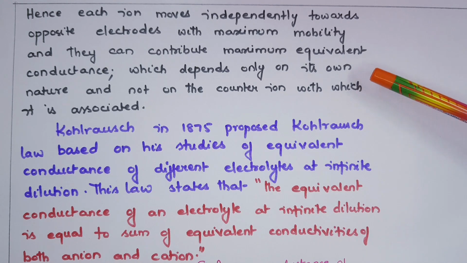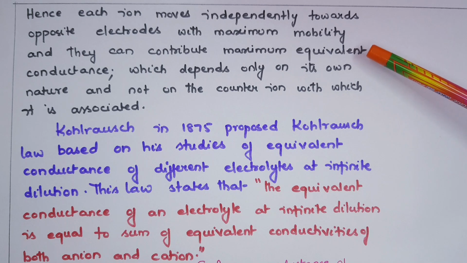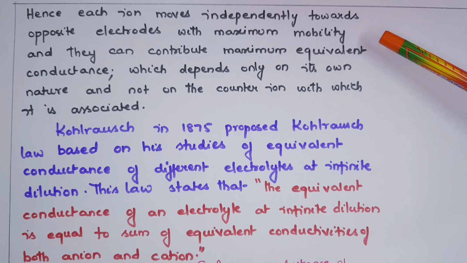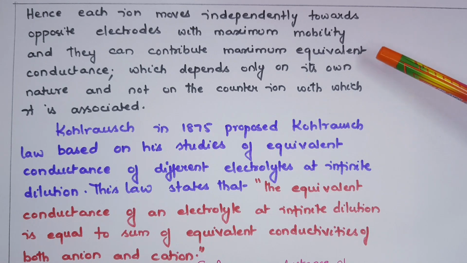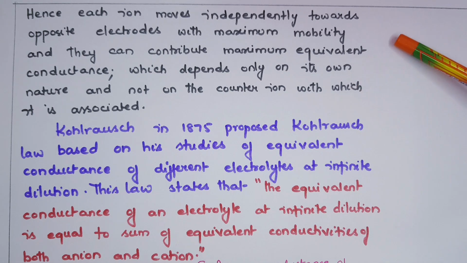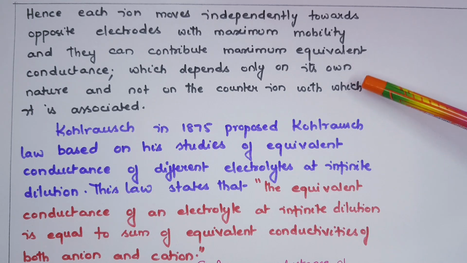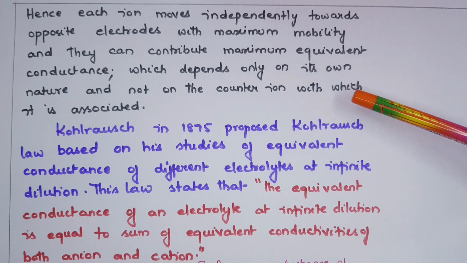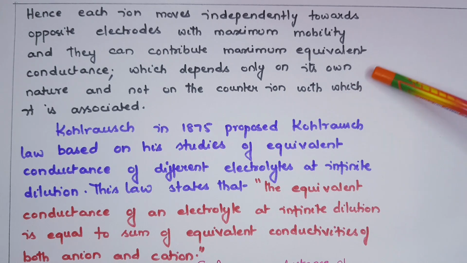Okay, so how can we say that they are contributing maximum equivalent conductance? Because they are moving with maximum mobility and also depending only on its own nature, but not on the opposite ion with which it is associated. How can we say that it is not depending on the counter ion? Because there are no interactions between the counter ions. Okay, students, till here you understood?